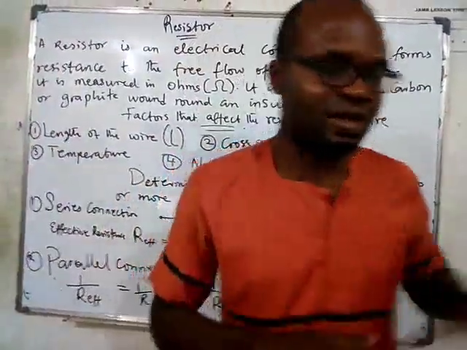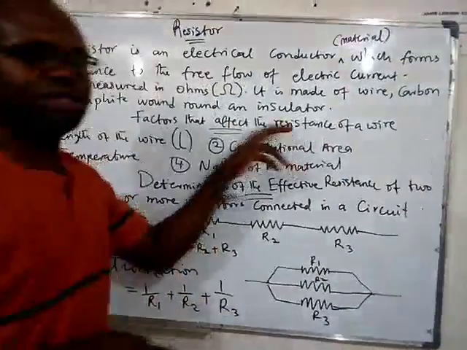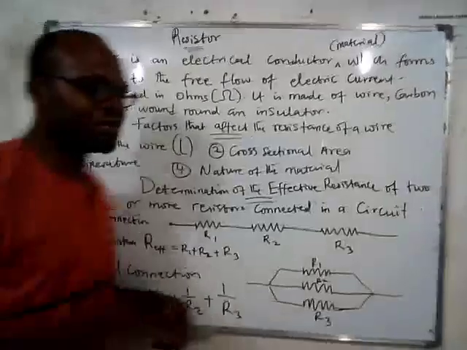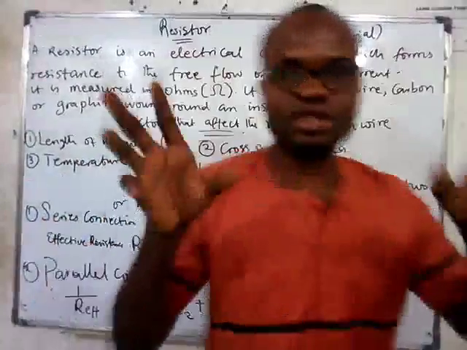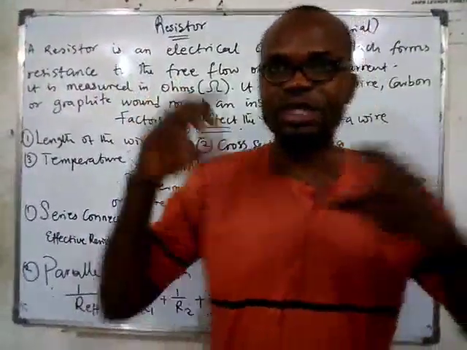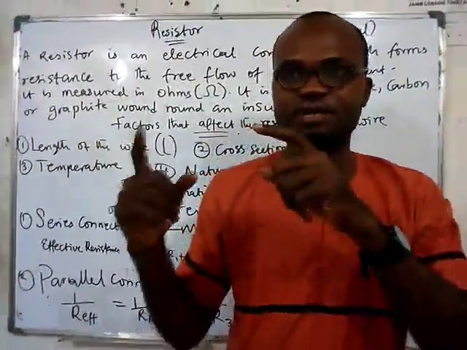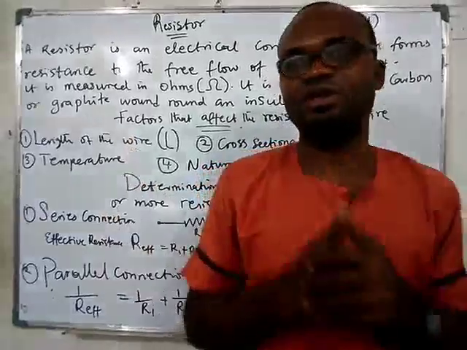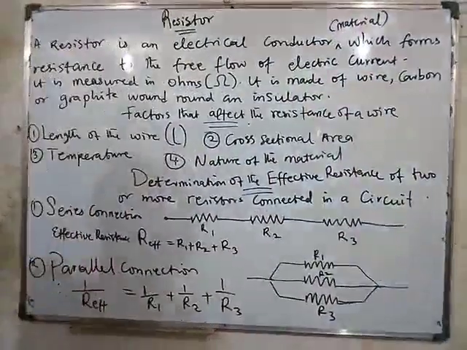Is that clear? Those are the factors that can affect the resistance of a wire: length of the wire, cross-sectional area of the resistor, nature of the material that the resistor is made of, and temperature. Those are the factors that affect the resistance of a wire.